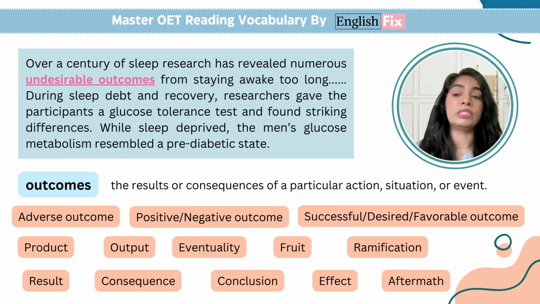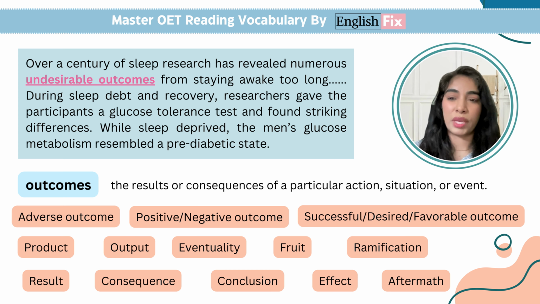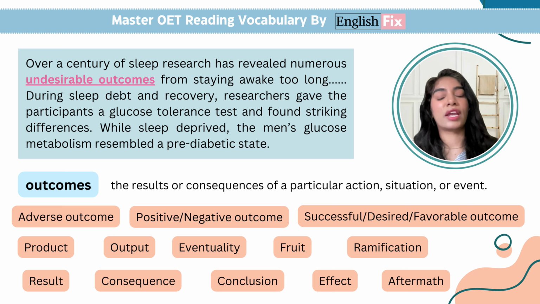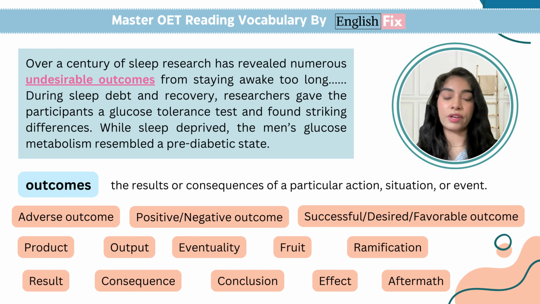Adverse outcome means that it was something way more than we expected. For example, you use the word adverse when you want to talk about side effects. Adverse side effects, so extreme side effects or extreme outcome in this case. Similarly, positive or negative outcome can also be there of a situation or a trial. You can also have successful outcome or desired or favorable outcome.